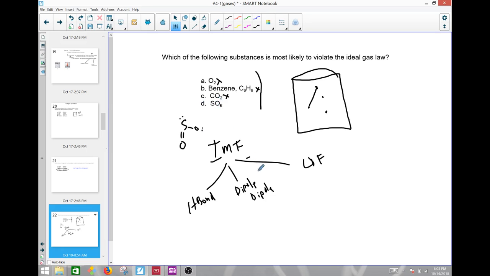This one exhibits dipole-dipole attractions, and therefore this is the guy that, given the ability to squeeze them down and slow them down, possibly into a smaller container, if you get these close enough together, you might see some attraction between the particles. So it's got the most intermolecular forces.